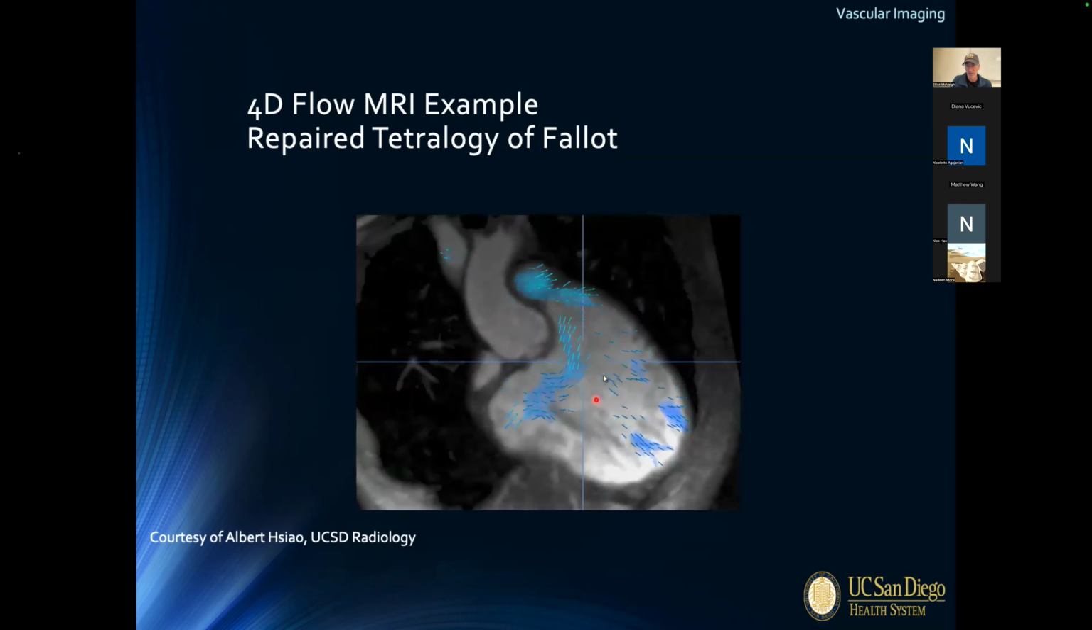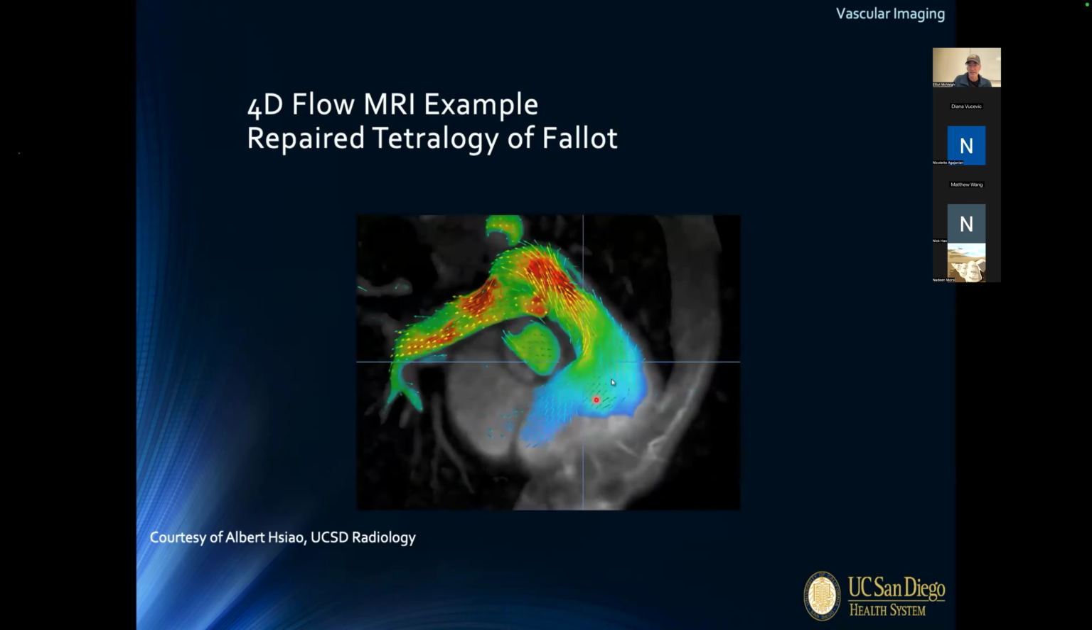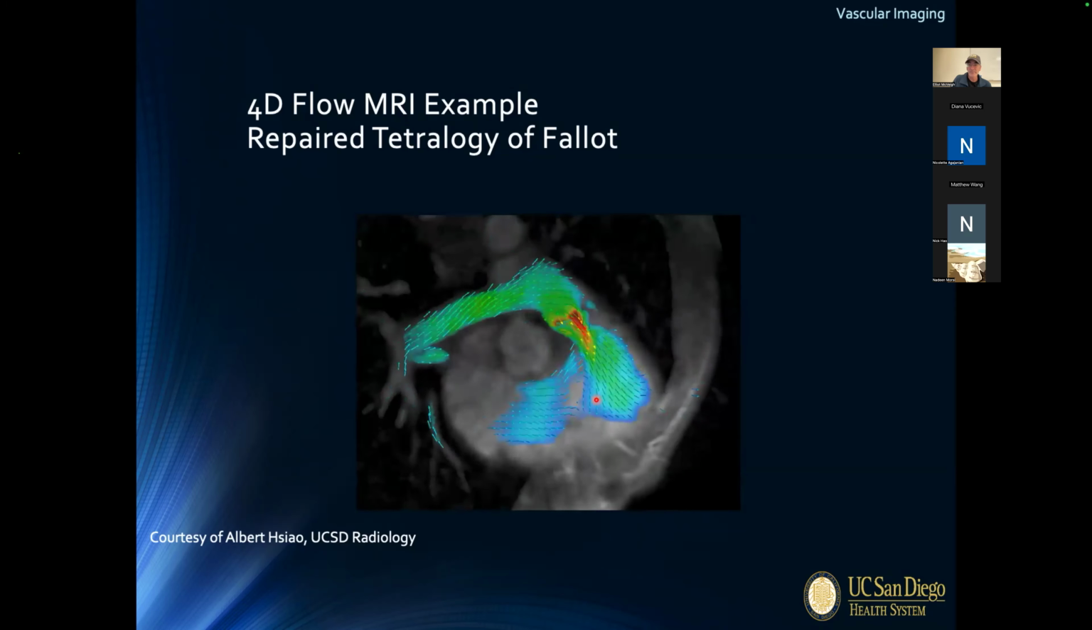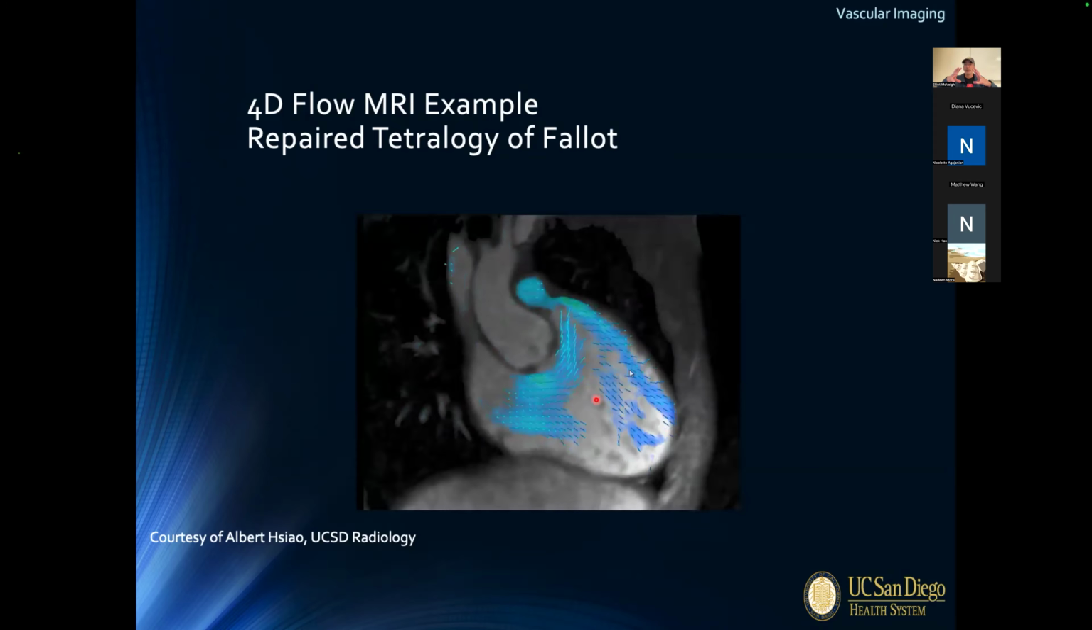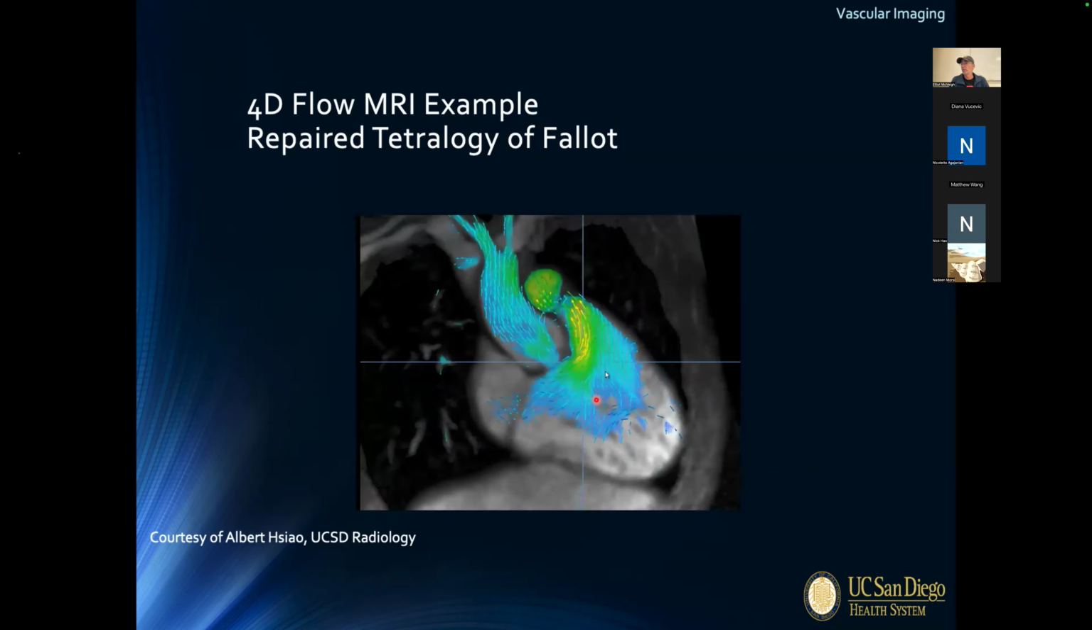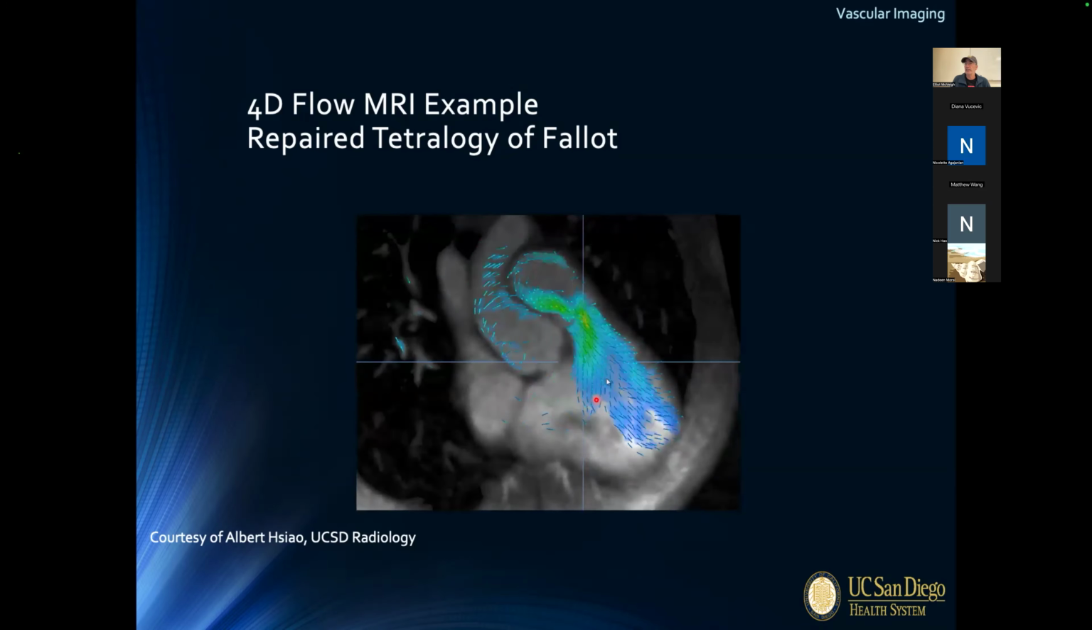Obvious challenge here is that the patient is breathing. And so the heart's going to move up and down, and you need to correct that somehow. You need to track it or correct it.